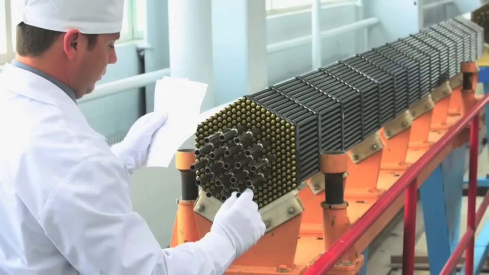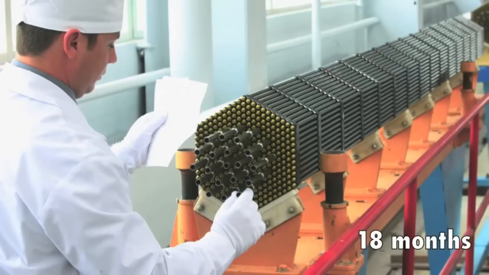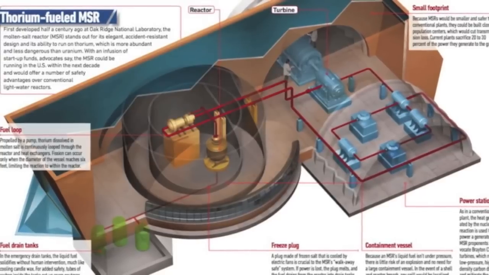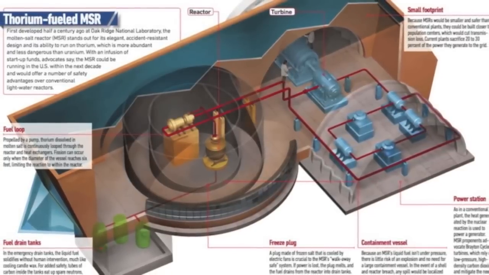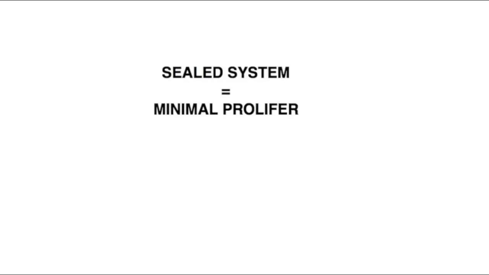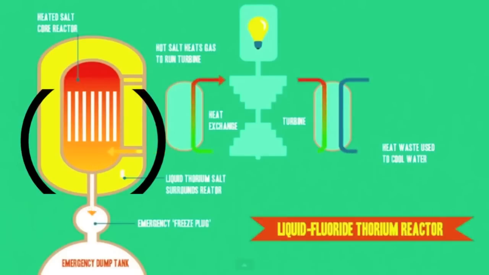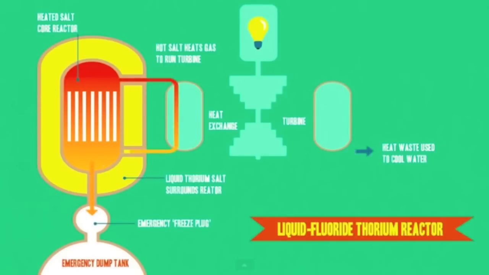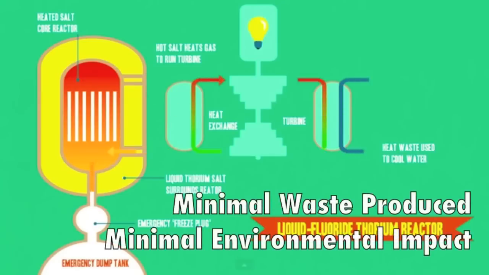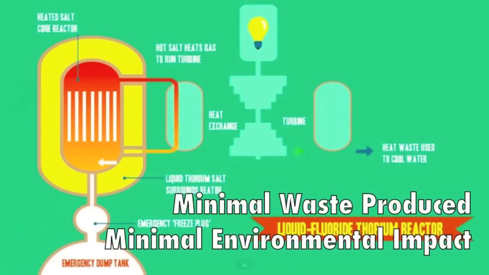For instance, fuel rods in a nuclear reactor typically last for 18 months before they have to be refueled. At full capacity, liquid fluoride thorium reactors do not have to be refueled for 30 years. No refueling for extended periods of time also means that it is a sealed system, which minimizes proliferation risk of nuclear and/or radioactive materials from their core. Since the tank surrounding the core reactor absorbs the radiation and forms new fuel, the waste produced will be minimal and the environmental impact will also be minimal.